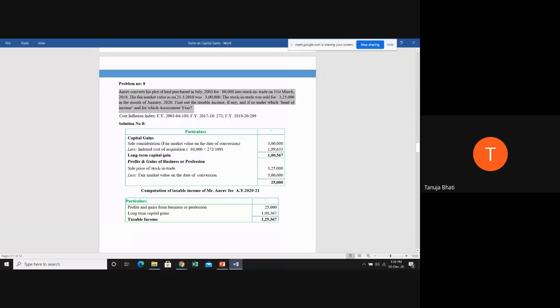Arav converts his plot of land purchased in July 2003 for 80,000 into stock in trade on 31st March 2018. Now tell me quickly, students, what is this 80,000? Ma'am, cost of acquisition. Very good. And which is the year of conversion?